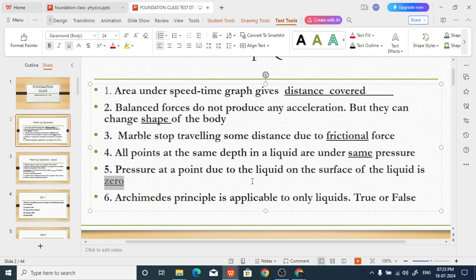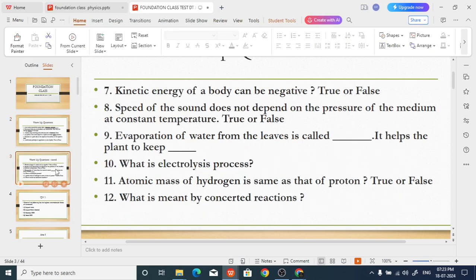It is applicable for gas also. So only liquid is false. Okay, so that is the answer. Okay, let's go to the next one. Read the 7th question.